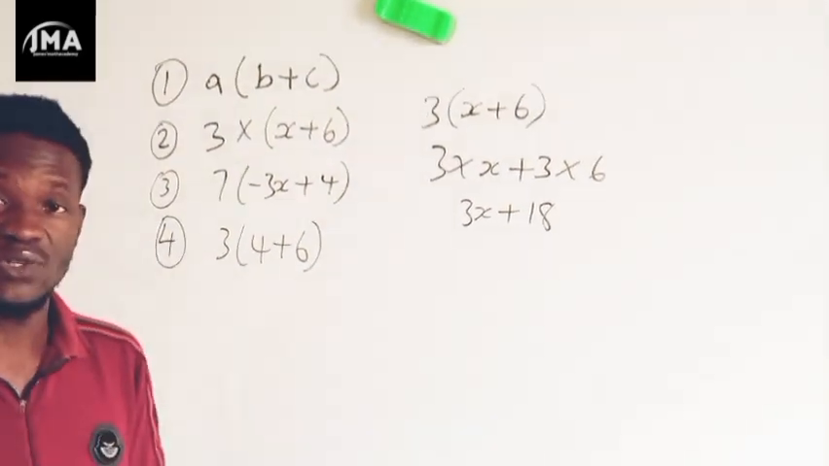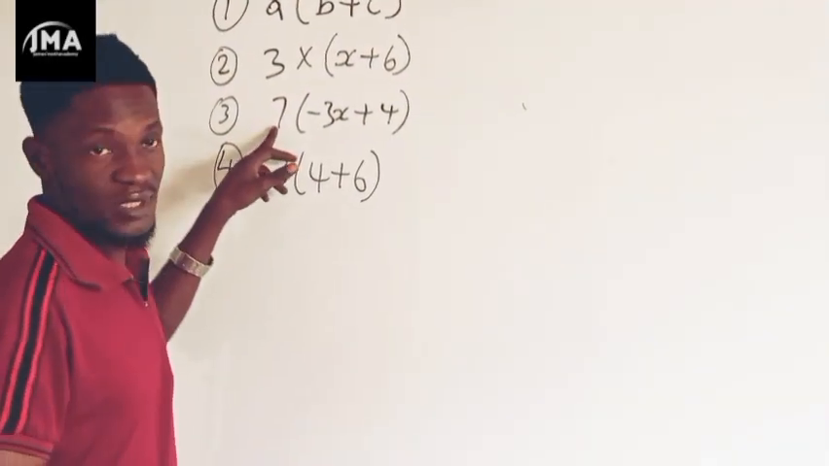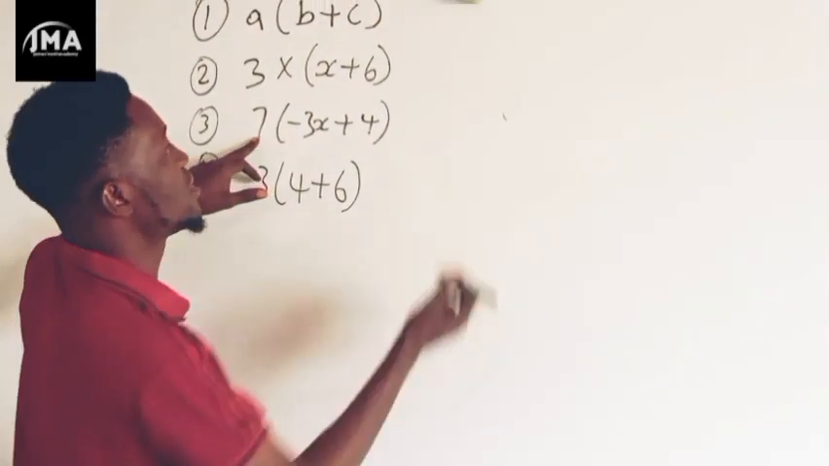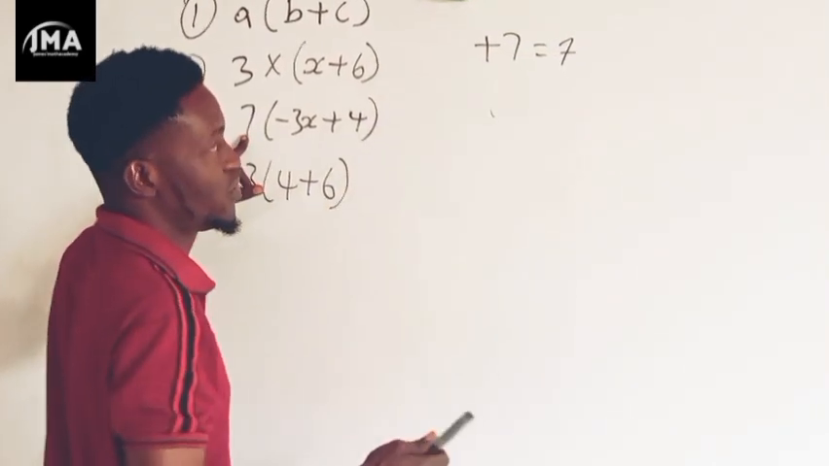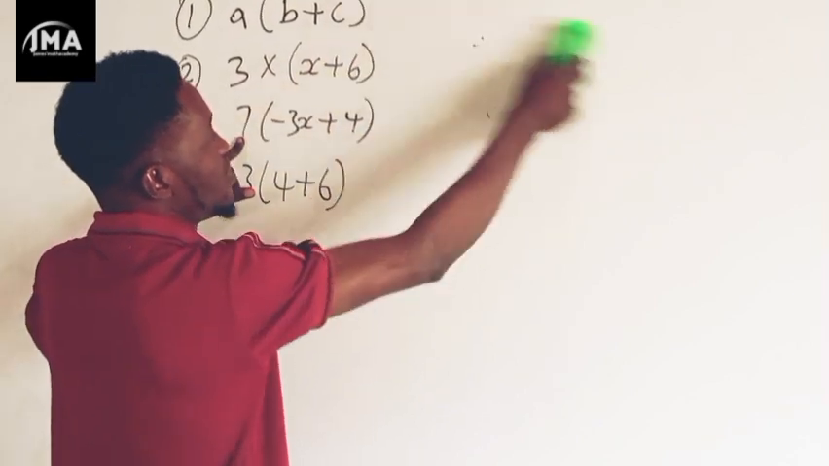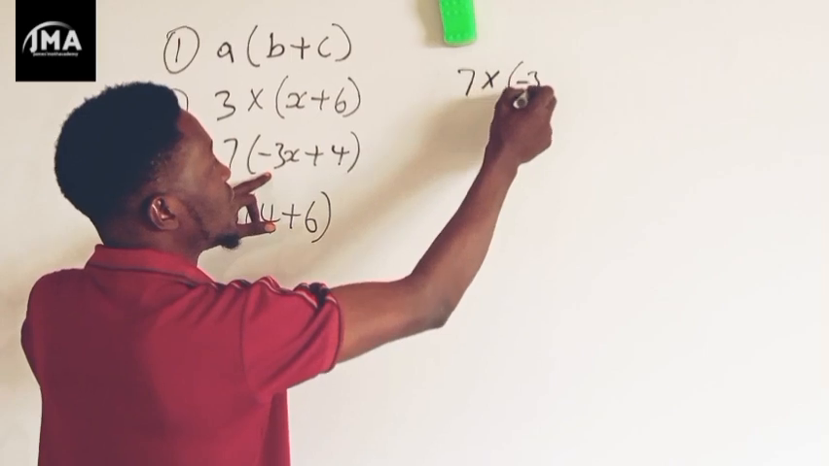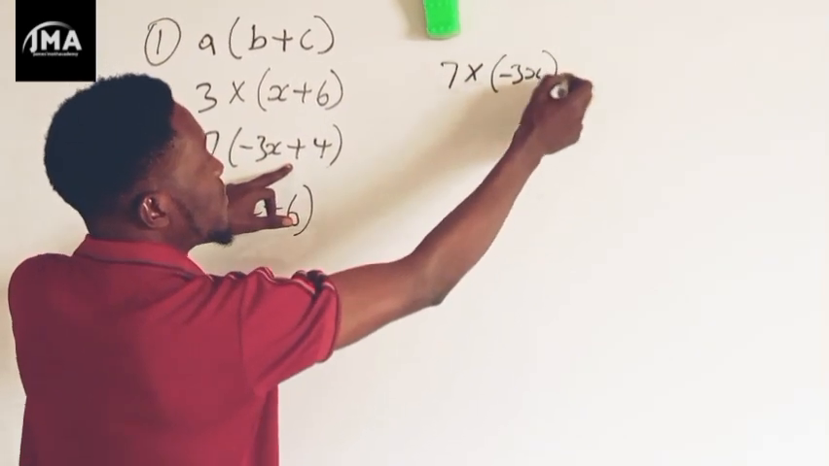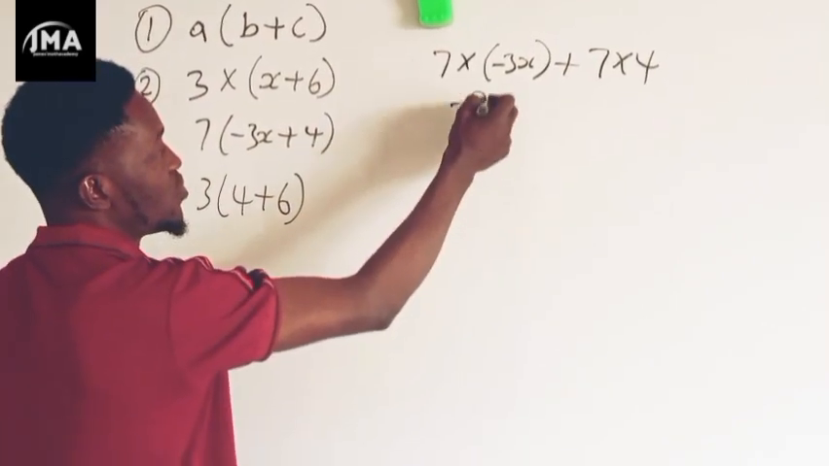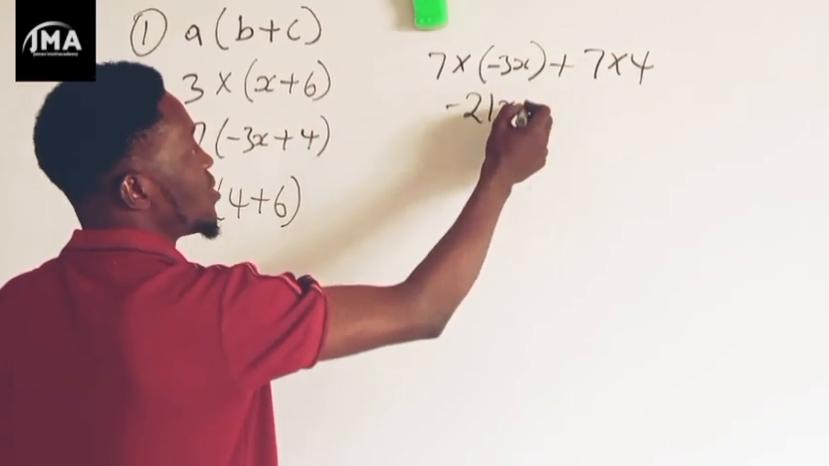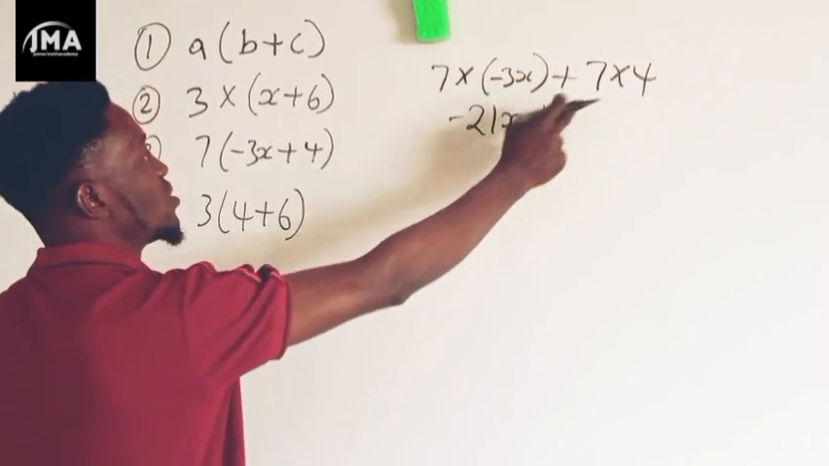So let's dive into the number 3 question. In number 3, this 7 is positive here, because sometimes you can see it written as plus 7 or just 7. It basically means the same thing. 7 times (minus 3x) is minus 21x. Then 7 times 4: if this one is minus, put minus; if this one is plus, put plus. So 7 times 4 is what?